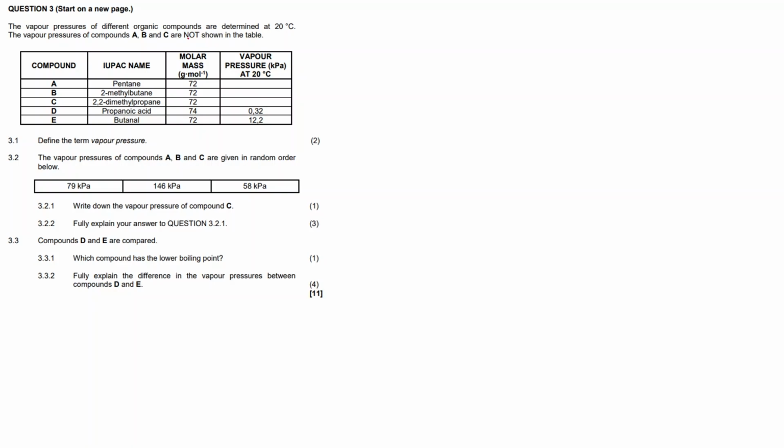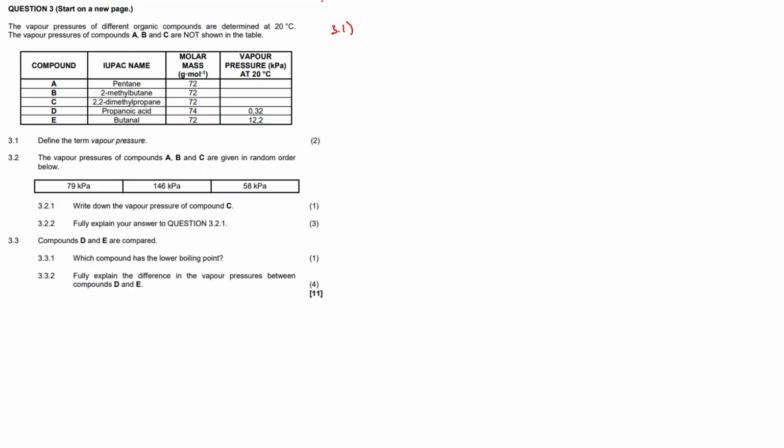Hi guys, today we're going to be looking at a question on vapor pressure of different organic compounds. The vapor pressures of different organic compounds are determined at 20 degrees Celsius. The vapor pressures of compound A, B, and C are not shown in the table. Question 3.1. Define the term vapor pressure.